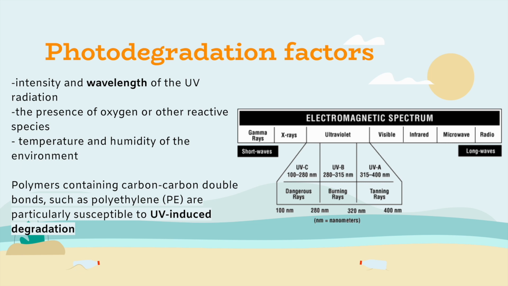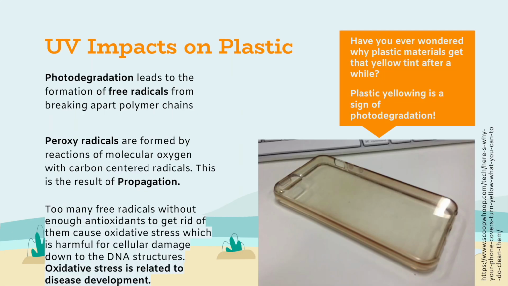This is the rate of reactions with influential factors. Overall, it is one of the several processes by which plastic polymers can break down, and it is an important factor in the degradation of plastic waste in the environment. The UV impacts on plastic. Have you wondered why plastic materials get that yellow tint after a while? Well, plastic yellowing is actually a sign of photodegradation.